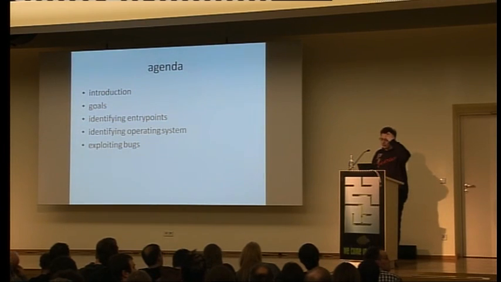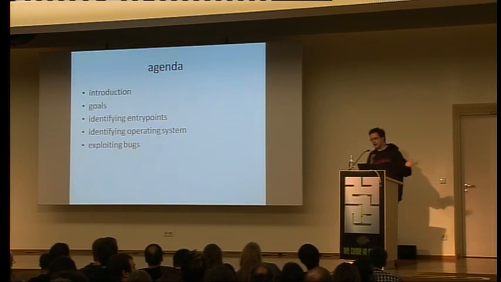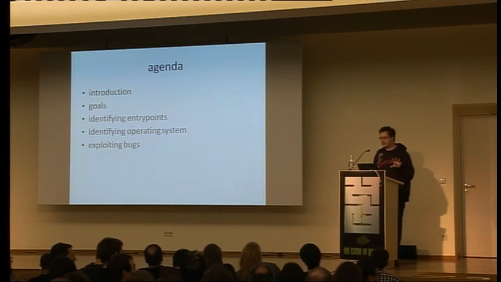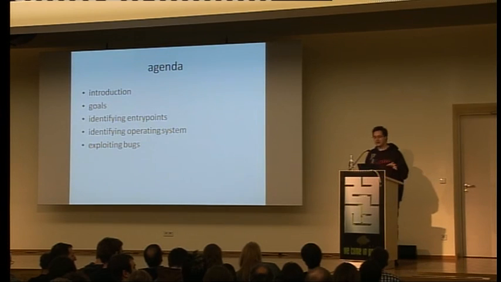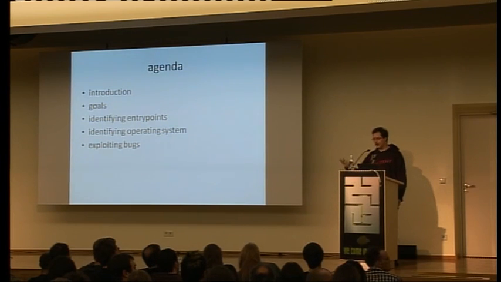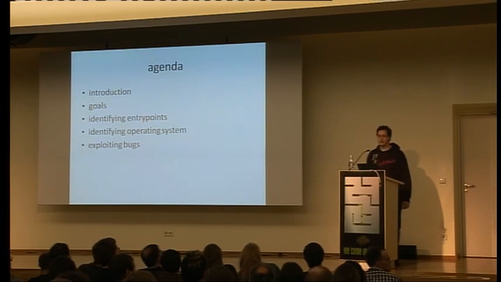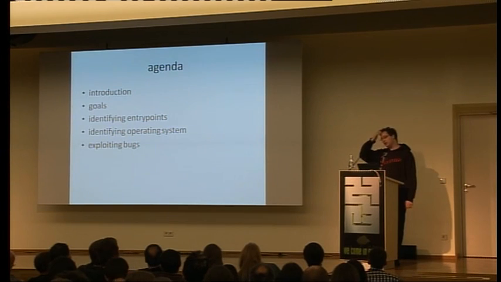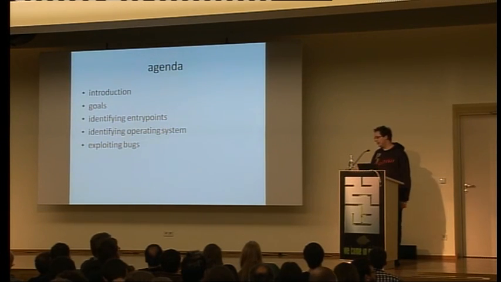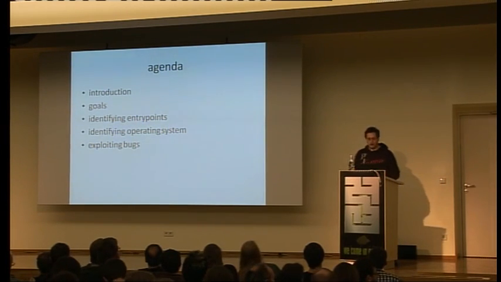Right, so what exactly will I be talking about? As an introduction, I'll have some goals as to what I'm doing, what I'm not doing. Talk about entry points in smartphones and how to get there. I'll talk about how you can fingerprint a phone, like I got your number, I'll figure out what phone you're using. And then I'll say a word or two about exploiting bugs on smartphones.